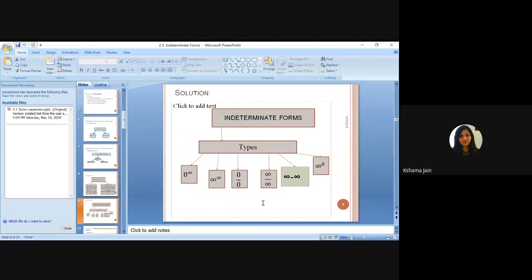Now what are the types? If after applying the limit x tends to a you are getting 0 raised to the power infinity, infinity raised to the power infinity, 0 by 0, infinity by infinity, infinity minus infinity, or infinity raised to the power 0, if you get any of these six forms after applying the limit, that is called indeterminate form. And in these cases, we apply L'Hospital's rule. So we will take problems on all of these forms, one by one.